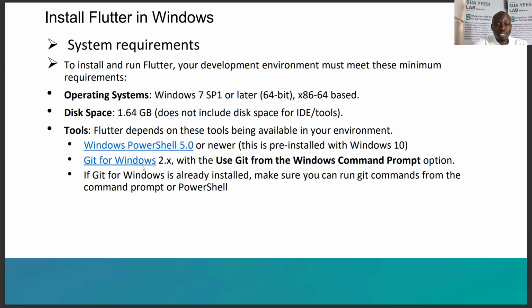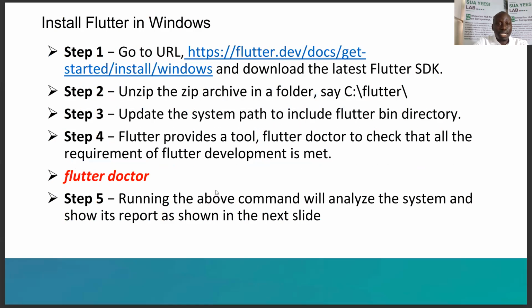You have Windows PowerShell 5 or newer, which is pre-installed in Windows 10. You have Git for Windows 2 and above, used from the Windows command prompt. Of course, you can just install this if it is not already installed on your machine. So we say Git for Windows is already installed. Make sure you can run Git commands from the command prompt or PowerShell.